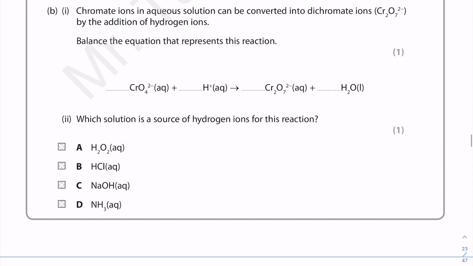Chromate ion in aqueous solution can be converted into dichromate ion by addition of hydrogen ions. Balance the equation that represents this reaction. On the right-hand side there are 2 chromium, so we put 2 chromium on the left-hand side. 2 by 4 gives you 8, and 7 plus 1 in the water makes 8. 2 hydrogen in the water, so we put 2 hydrogen ions, and the rest will be 1 and 1.